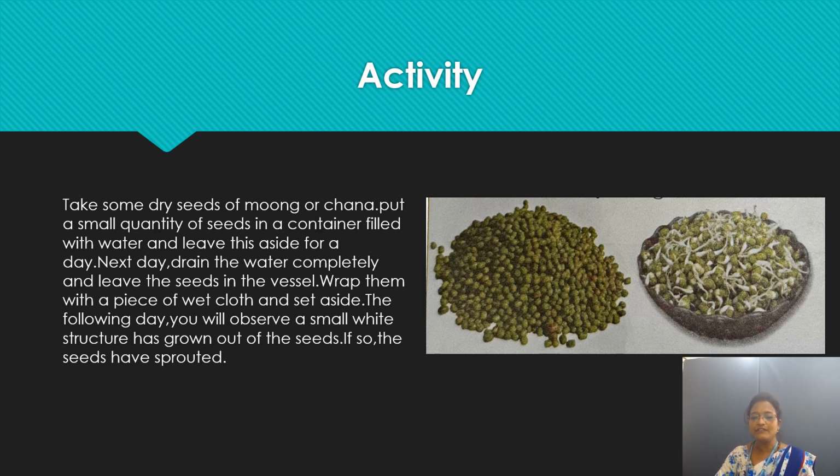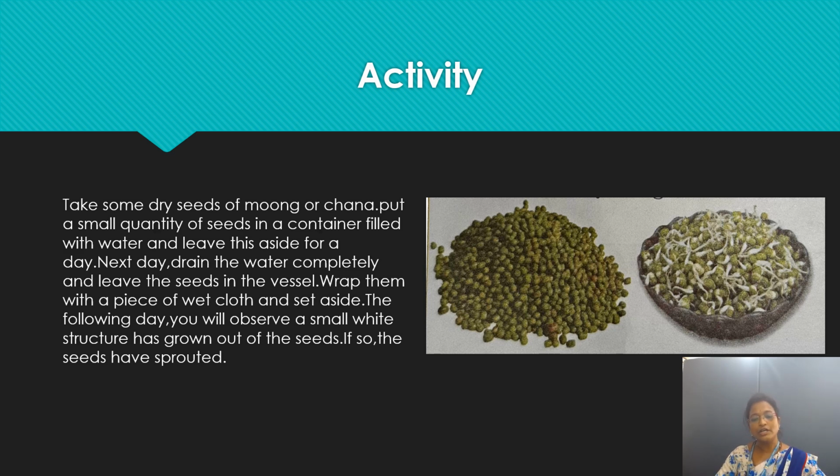Leave this aside for a day. When you put those seeds in a container filled with water, keep that container aside for a day. Next day, drain the water completely. You should remove the water from that container. Drain the water completely and leave the seeds in the vessel. You should drain only the water, not the seeds.